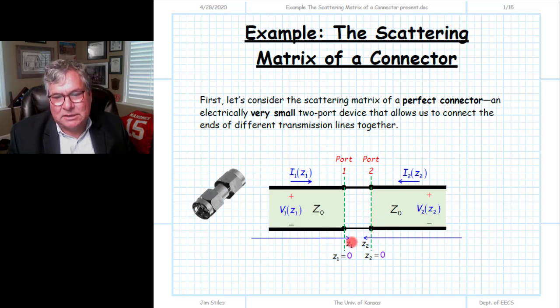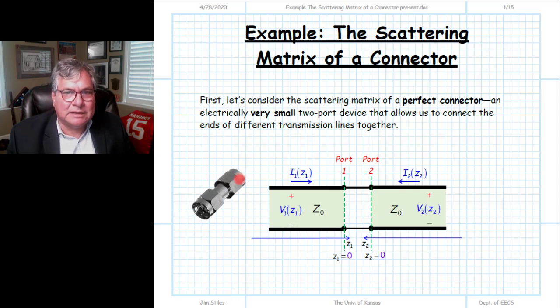This represents a device we call a connector, and this happens quite a bit. We have two lengths of transmission line and we want to put them together to make one continuous length, and we have ways of doing that: connectors, bullets and barrels. This is what we call a barrel connector for SMA, that would allow us to connect one transmission line here to another transmission line here, and this structure in the middle would be defined by this connector.